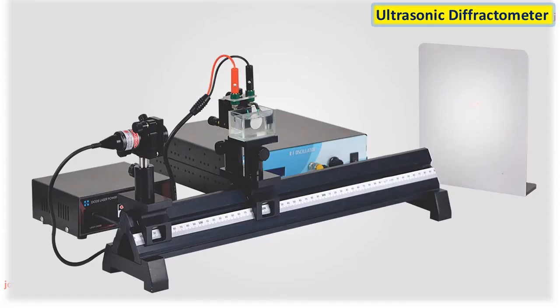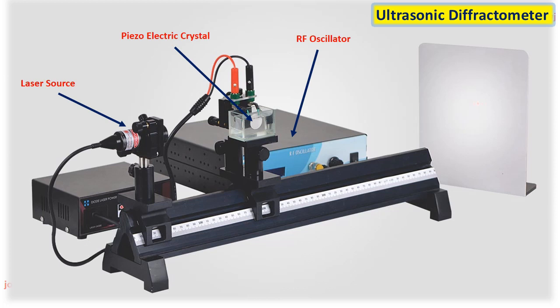The main parts of the ultrasonic diffractometer are laser source, piezoelectric crystal, RF oscillator, tank with liquid, and a screen for observing the diffraction pattern.